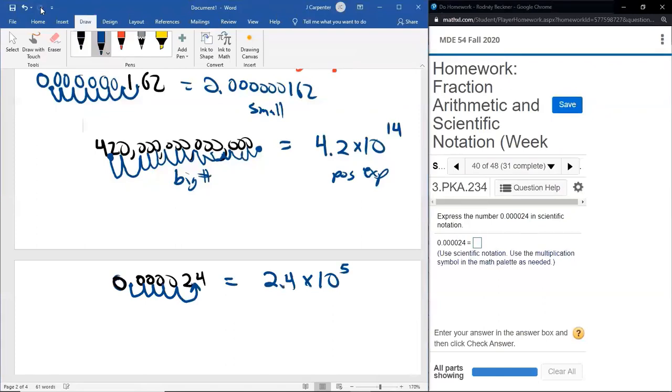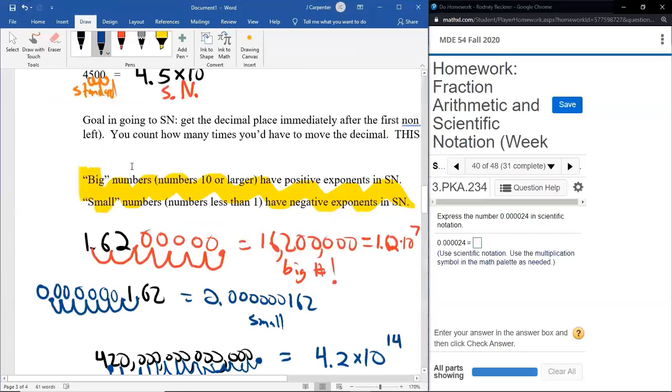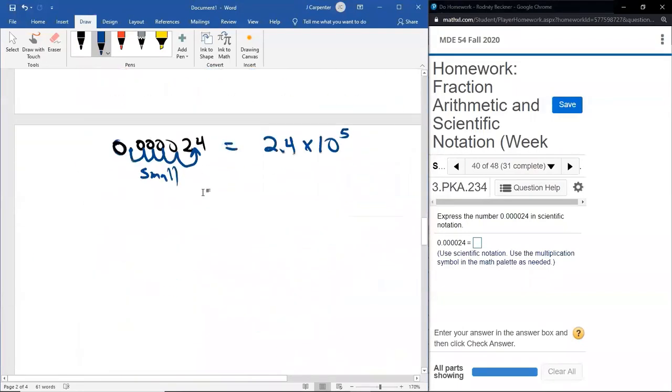So the exponent is either a positive 5 or a negative 5. The question is, is it positive or negative? Well, we ask ourselves, the number in non-scientific notation, is it big or small? That's definitely a small number. Now, again, the big and small idea is not arbitrary. I gave you a definition for that. Big numbers are 10 or bigger. In other words, they have more than one whole digit. Small numbers are anything less than 1, which means there are no wholes.